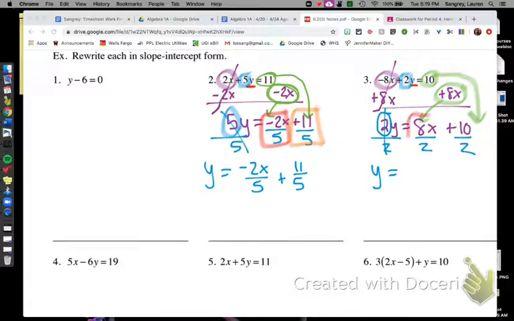Now, in red, can that fraction be reduced? The answer is yes. 8 divided by 2 is 4. And then in orange, can that fraction be reduced? The answer is yes. 10 over 2 is 5. So there's your new equation.